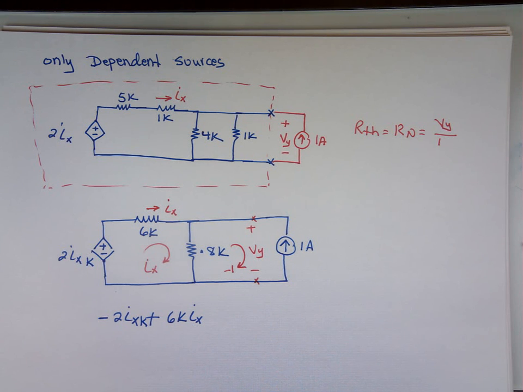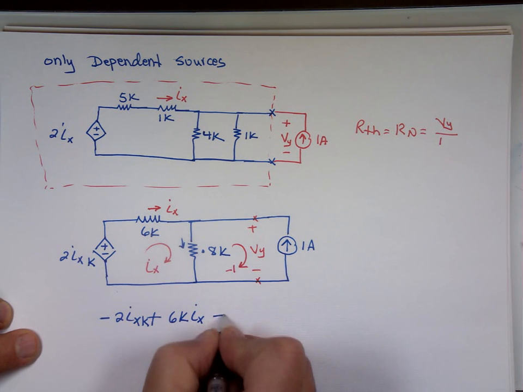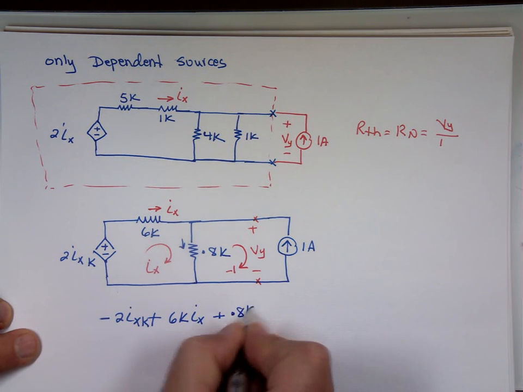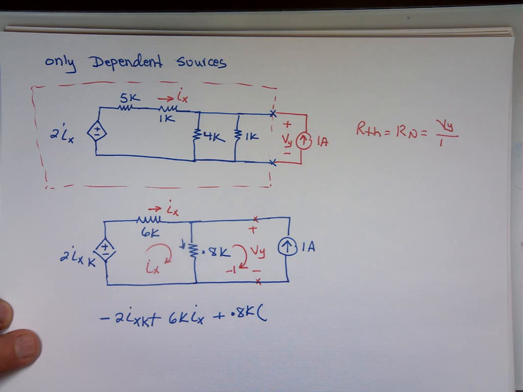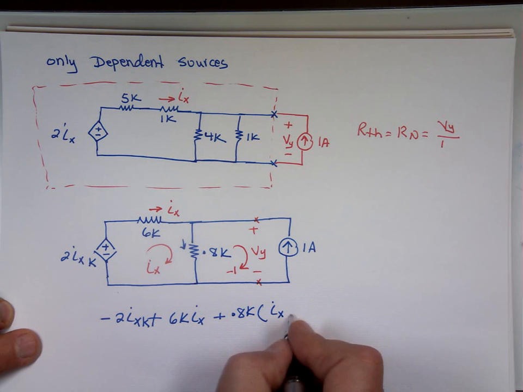And now we're going down here, traveling this way. So what's the current down? That'll be plus 0.8K times the current coming down, which is what? I sub x minus, and what's that current? Negative 1. So that makes a plus 1.